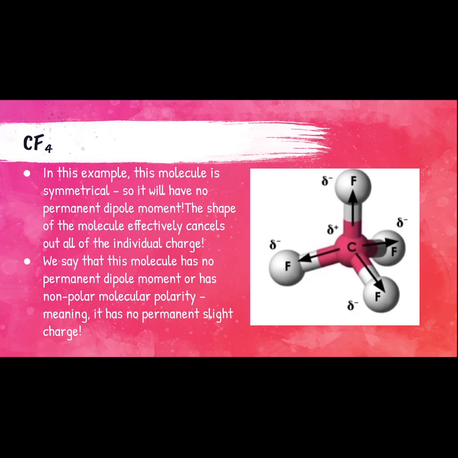In this example, the molecule is symmetrical, so it doesn't have a dipole moment. The shape of the molecule cancels out all the individual charges. So in this case, we really don't need to draw those partial charges, and we really don't need to draw the arrows. There's no dipole moment. It's non-polar. So it has no permanent slight charge.